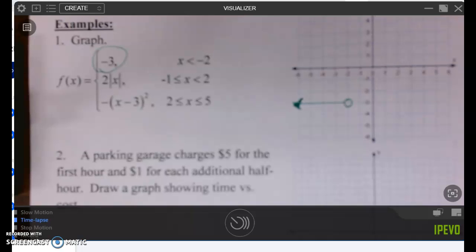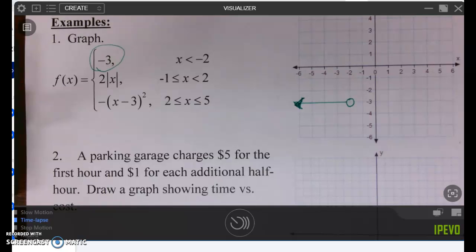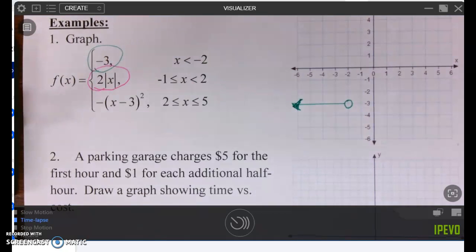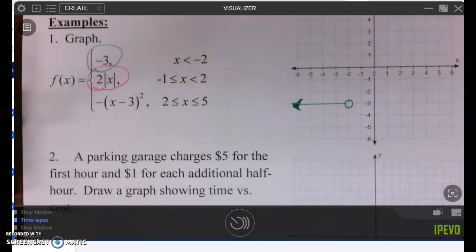All right, the middle function, f of x or y, is equal to the absolute value of x times 2. So this is an absolute value function with a stretch. And we are doing x values from -1 to +2.